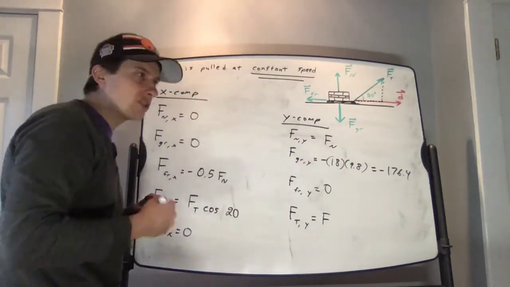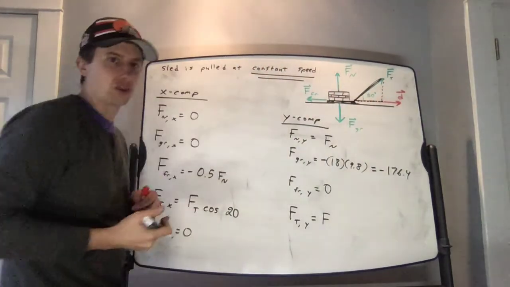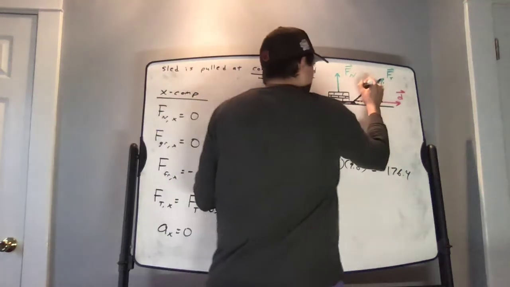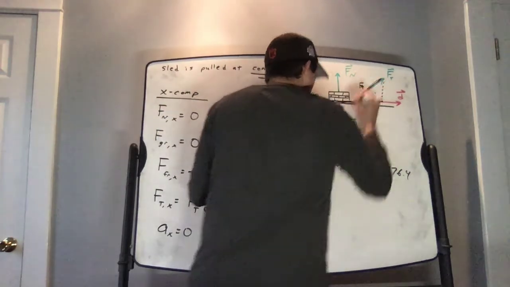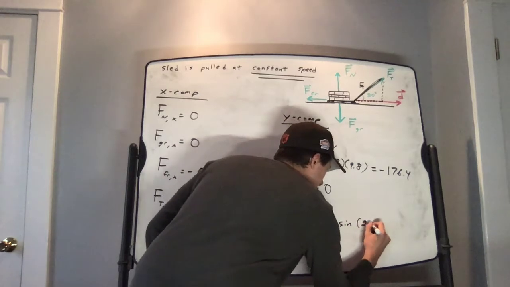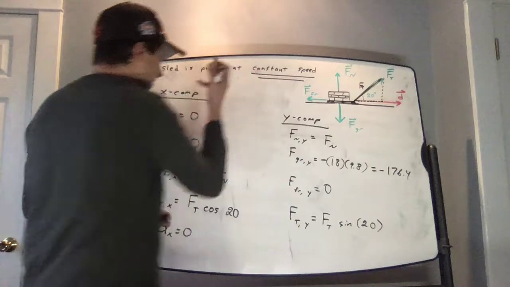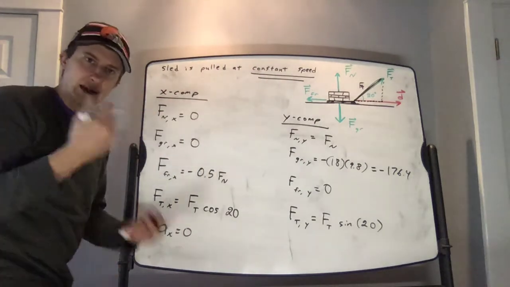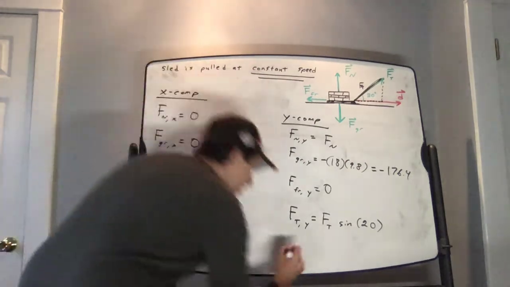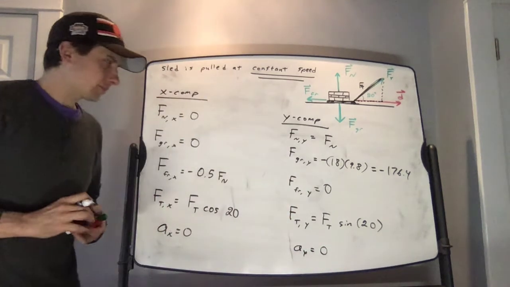The total magnitude of the tension force is whatever the total magnitude of that vector is. I am calling it Ft. So I can write this as Ft sine 20. And then again, we were told that constant velocity implies 0 acceleration, so I could write Ay is equal to 0.